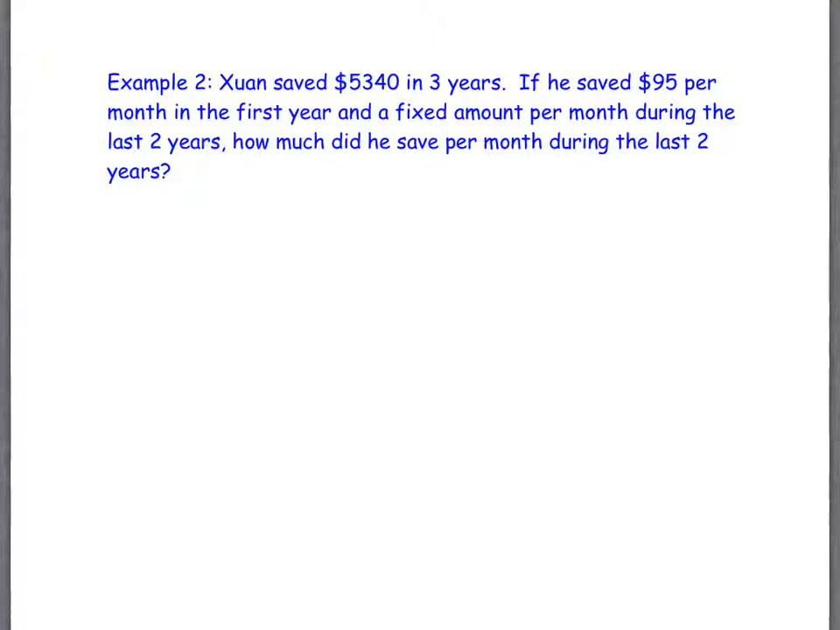Jean? We'll say Jean. Jean saved $53.40 in 3 years. If he saved $95 per month in the first year and a fixed amount per month the last 2 years, how much did he save per month during the last 2 years? So this sort of draws upon what we did in problem solving in Chapter 1. It's definitely got some multiplication features in it, which is why it's occurring now again in Chapter 3. So what could you do to solve this problem?